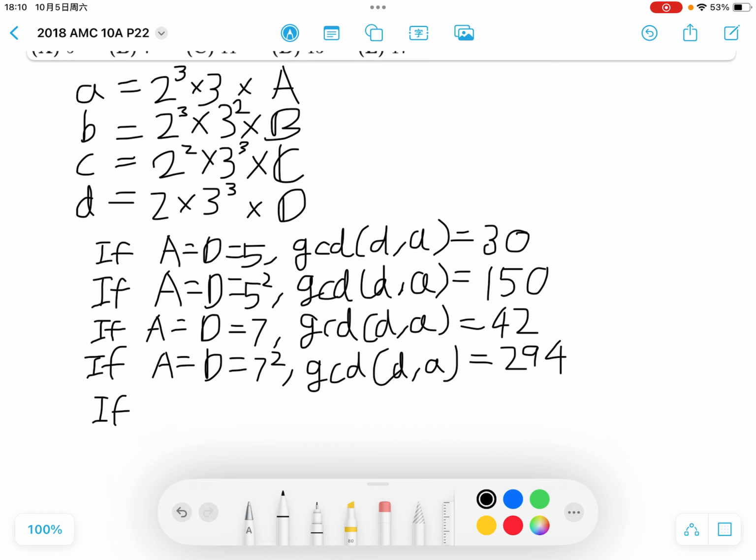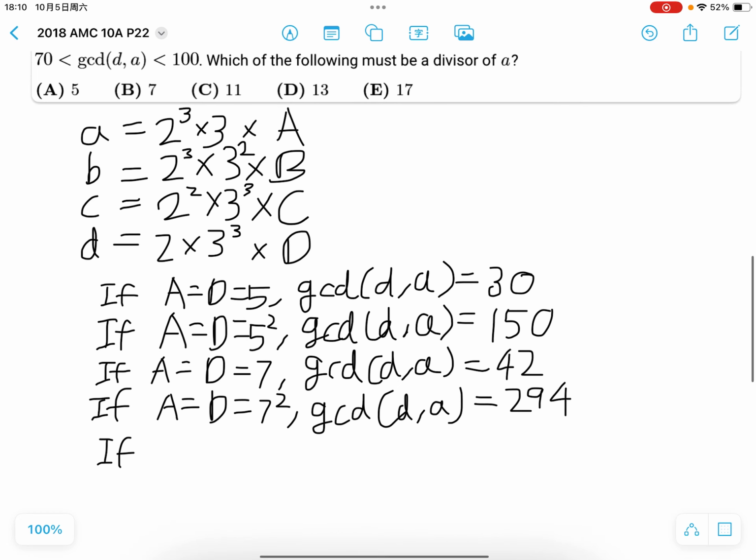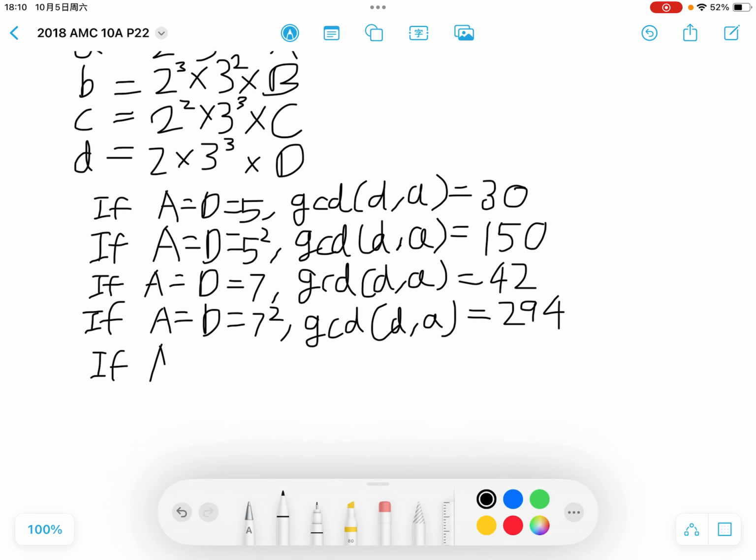Now what's the next option? Option C is 11. So if big A and big D are both 11, the GCD of small d and small a equals 66, which is close to 70, but still too small. And 11 squared would be a too big number.